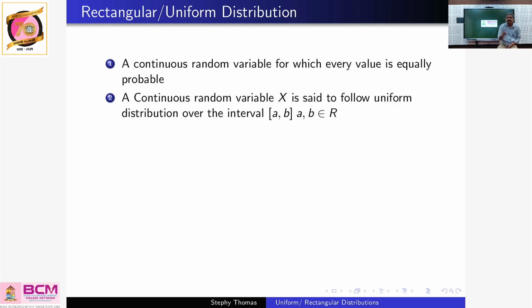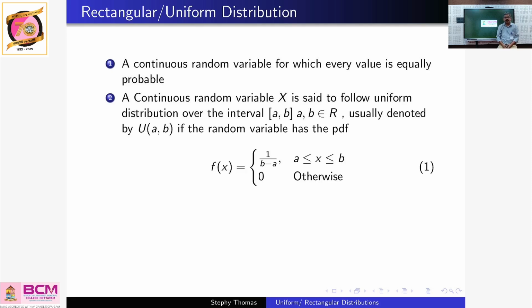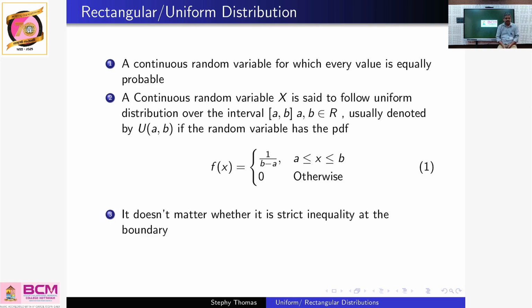A continuous random variable X is said to follow the uniform distribution over the interval a to b if the density function is given by f of x equal to 1 by b minus a, for a less than or equal to x less than or equal to b, and 0 otherwise. Whatever value the random variable assumes between a and b, the probability density function remains constant. Hence, it is called a uniform random variable. When we plot the density function against the real line, we get a rectangular shape between a and b, so it is called a rectangular distribution.